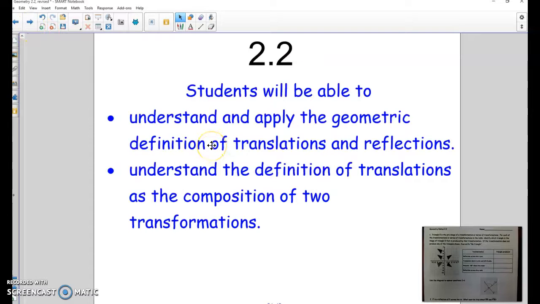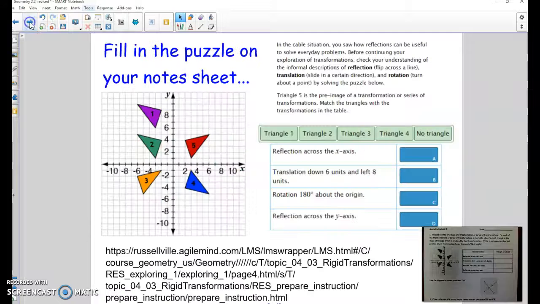So today at the end of the lesson, I want you to be able to understand and apply the geometric definition of both translations and reflections. And then understand that a translation is a composition of 2 transformations, and we're going to know exactly what 2 transformations those are. So on your notes, I want you to go ahead and attempt to answer question 1 on your own.